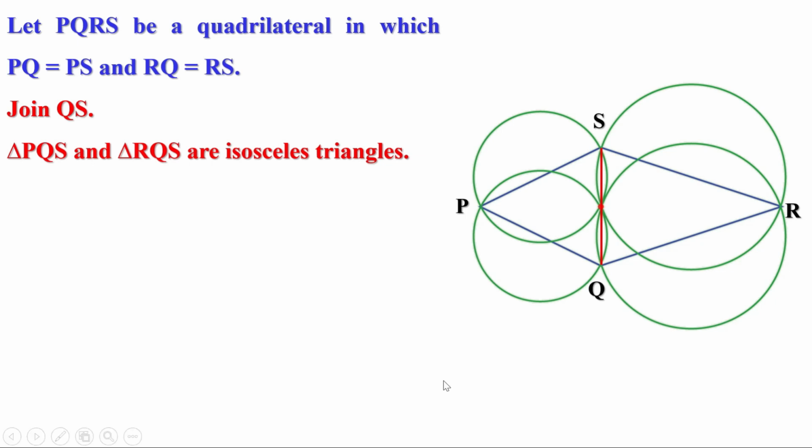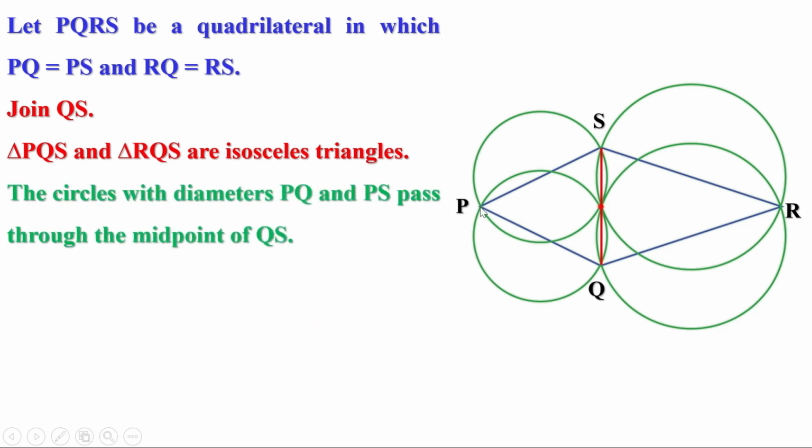And we have seen that the circles drawn with equal sides of an isosceles triangle as diameters pass through the midpoint of the third side. Therefore, the circles with the diameters PQ and PS pass through the midpoint of QS. In the same way, triangle RQS is another isosceles triangle and RS and RQ are equal.